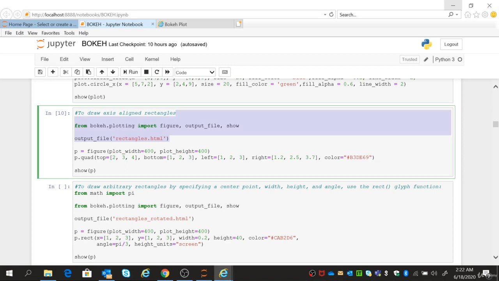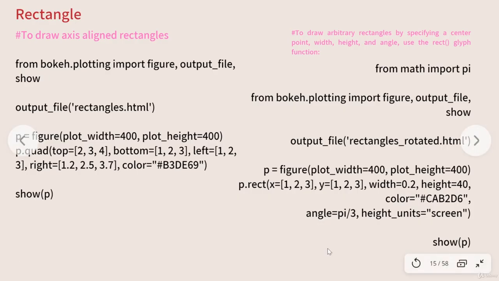All right, so in the last session, we were discussing the rectangular glyphs. As I told you, there are two possibilities. One is the possibility of drawing an axis aligned rectangle. So you have to mention the top and the bottom arguments and the left and the right arguments, because a rectangle has four corners. So four corners means four parameters have to be mentioned. The top, bottom, left and right together will form those four parameters.